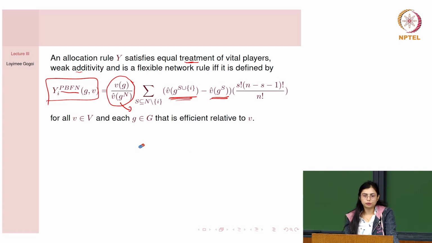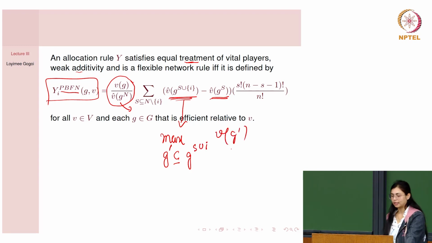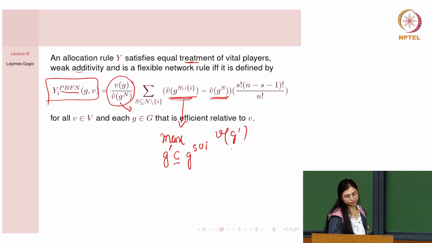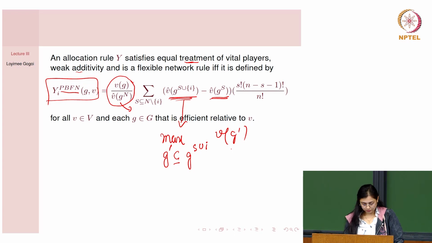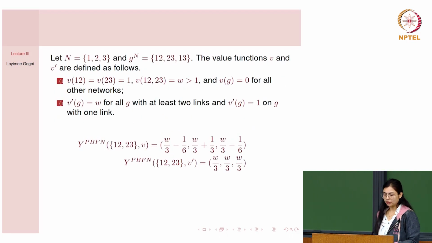Yes, the complete graph we have to consider, and then it will be the maximum value of G of S union I, V of G prime. It will consider the maximum value, right? Any question? Okay.